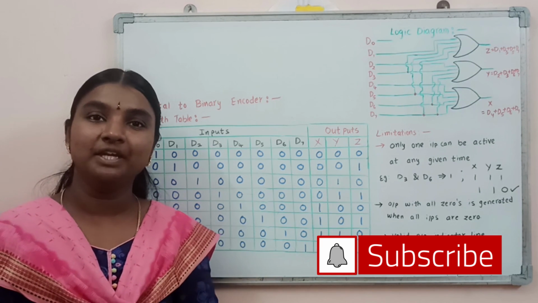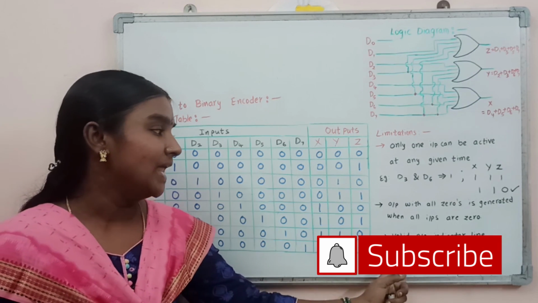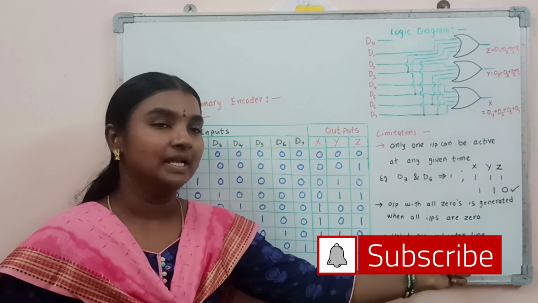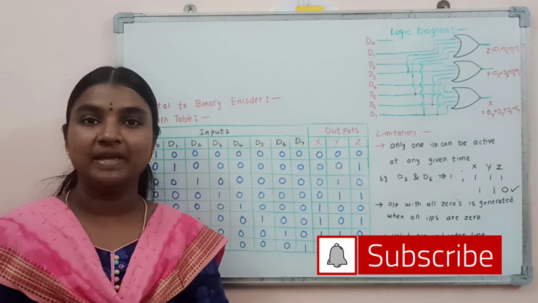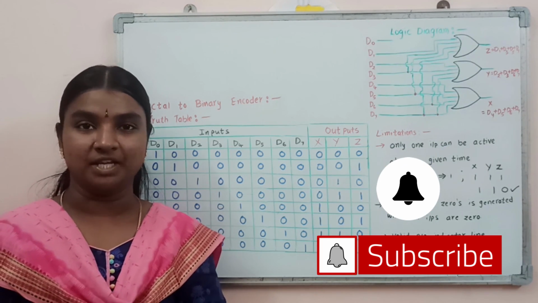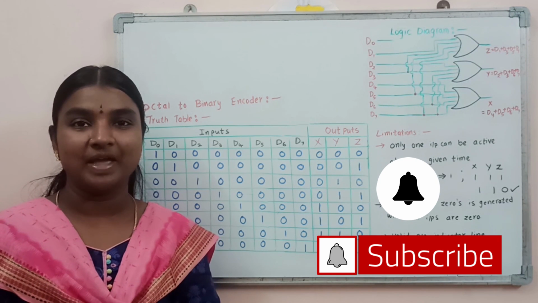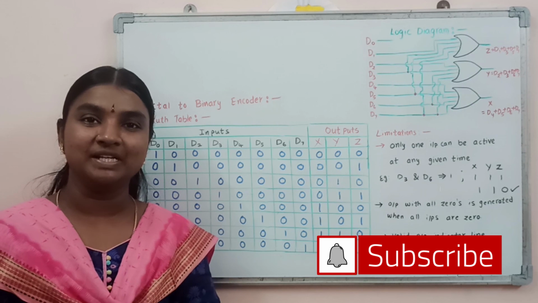Now this ambiguity can be overcome by using a valid output indicator line. This line is introduced in the priority encoder circuit. In the next video, I am going to explain the priority encoder circuit.